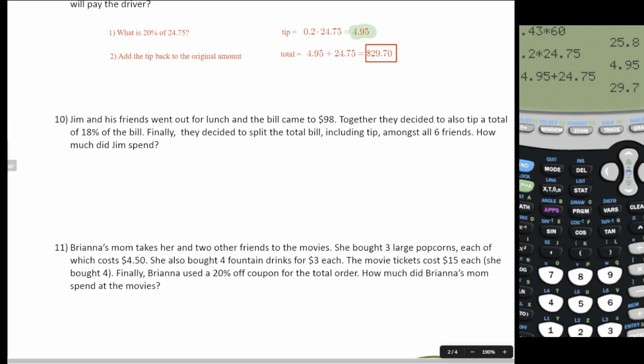Okay, so first, we've got the total amount, right? We need to figure out the tip. So what is the tip? What is 18% of 98? That's going to tell us how much the group is going to tip. Then, like the last problem, we need to add the tip back to the original amount.